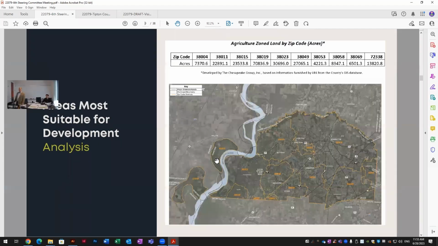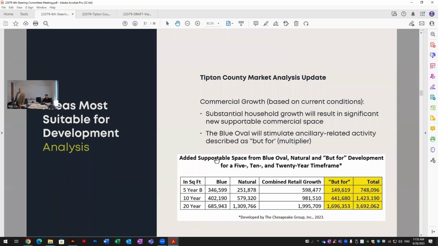This is based on multiple things. It's based on the market analysis, and that market analysis is not driven by other counties. We recognize Haywood County as a place and that things are happening there, but we recognize that Tipton is unique. And so this is the growth that's coming to Tipton County because Tipton County wants it.